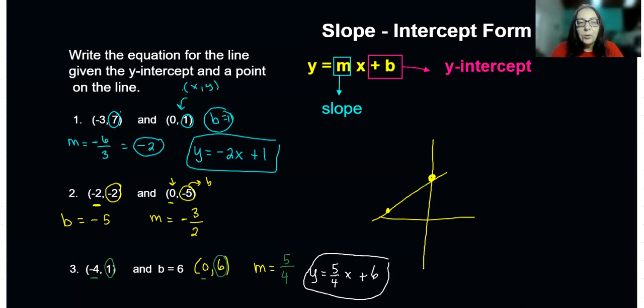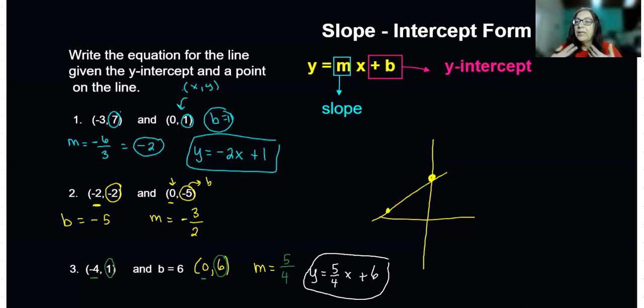So what did we learn here? If the y-intercept is given, you don't need to go look for it. The y-intercept, the x-coordinate, is always 0. Once you have that, you can quickly sketch your graph and see if your slope is positive or negative.